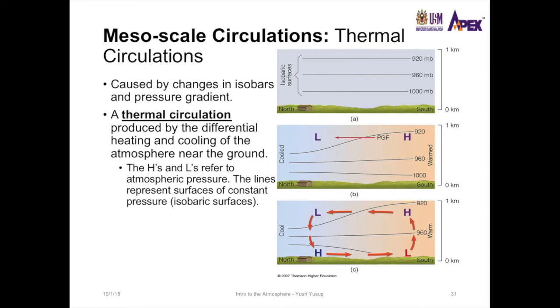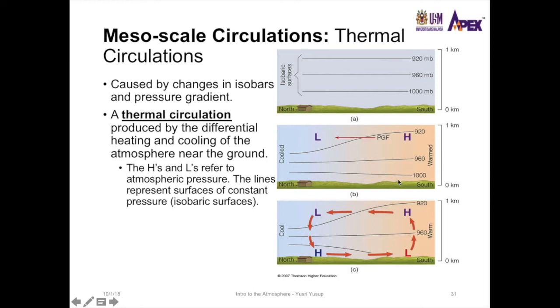Isobars can be seen in the figure in the top right, where the three lines denote isobaric surfaces. This is at the north and this is at the south. The line nearest the surface is at the highest pressure, which is about 1000 millibars or 1 atm. Somewhere at 1 kilometer away from the surface is at a lower pressure of about 920 millibars.